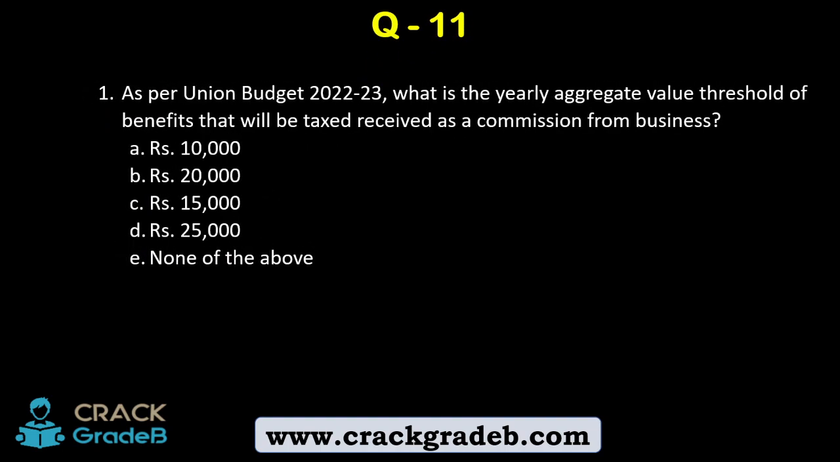Let's see question number 11. As per the budget, what is the yearly aggregate value threshold of benefit received as a commission from business that will be taxed? So see, many businesses pay commission. In simple language, we can say it's like affiliates. Let's say I am promoting a product of some other company, and whosoever buys from me, I get a benefit from that particular company. So I act as an agent for that company.